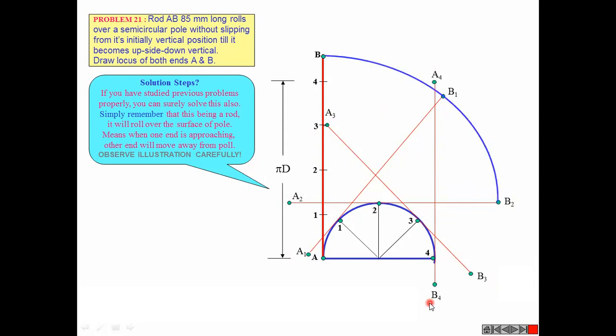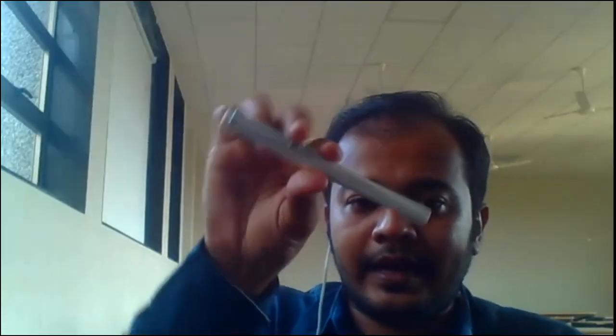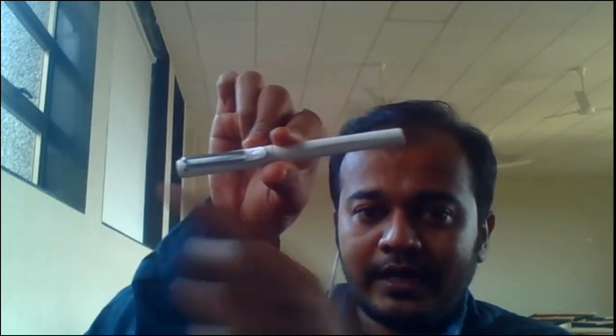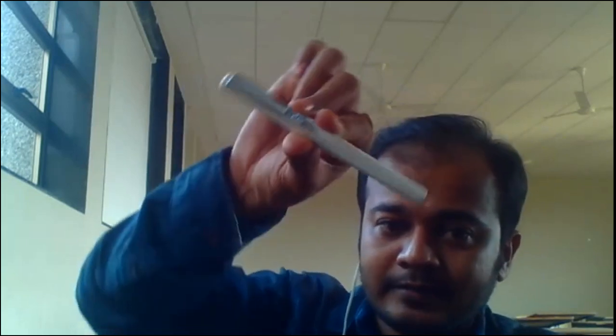So when we join the B points, that is the locus of the B side, and when we join A, it is the locus of this end. So ultimately in this problem we have found two loci because it is a rod and it has two ends. Both will be moving. Fine. If I have this pen and I can rotate like this, so this edge as well as this edge, or say this point as well as this point, both are traveling.